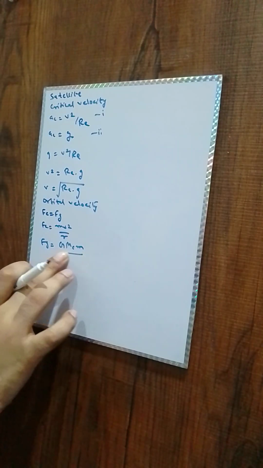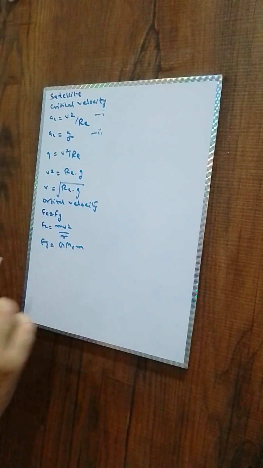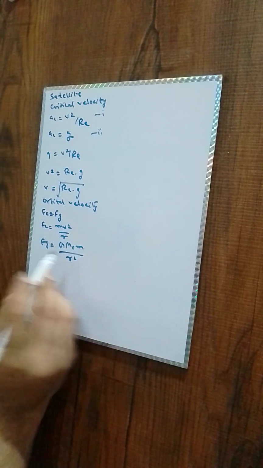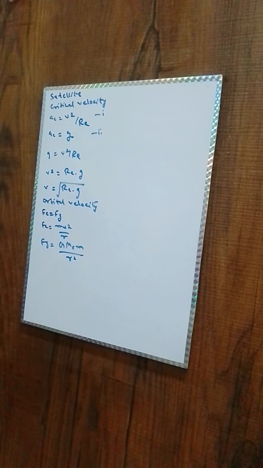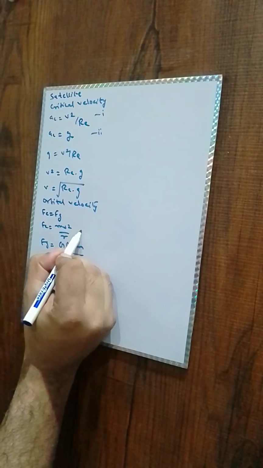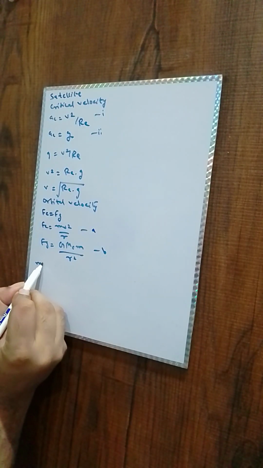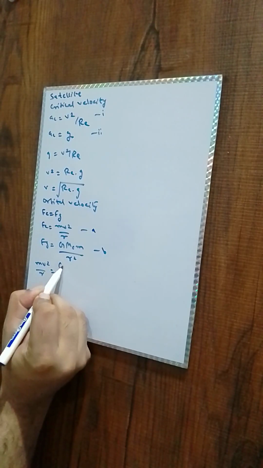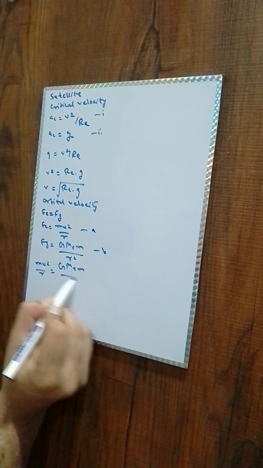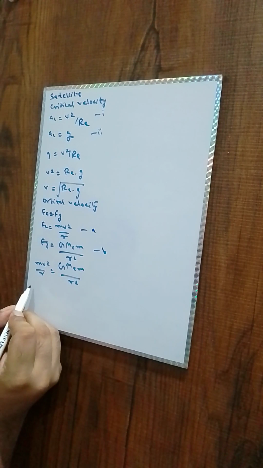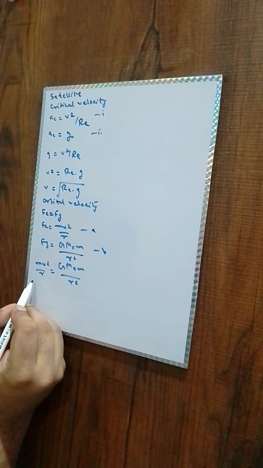Sorry, once again, G Me m by r square, because this is re plus h, the radius of Earth plus the height. We will look into that later. For now, what is going on? This is A and this is B, and we equate the two. So mv square by r is equal to gme m by r square.